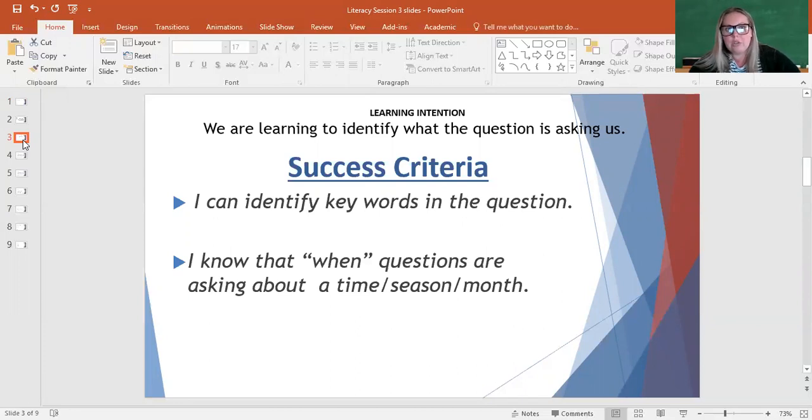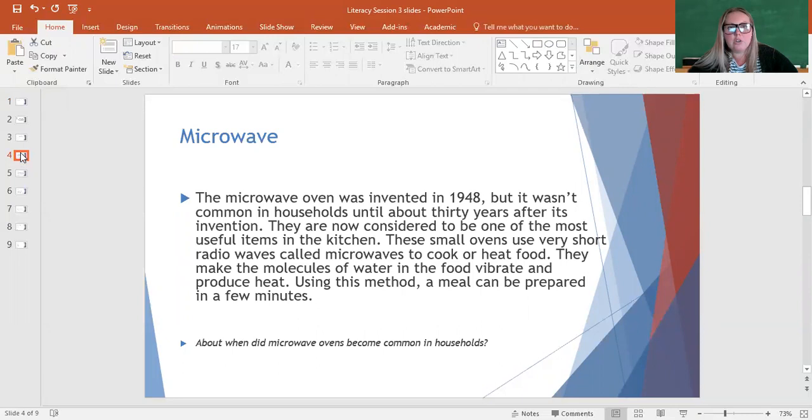So we've got 2 texts to read through. The first one is called Microwave, and this is a non-fiction text about microwaves. The microwave oven was invented in 1948, but it wasn't common in households until about 30 years after its invention. They are now considered to be one of the most useful items in the kitchen. These small ovens use very short radio waves, called microwaves, to cook or heat food. They make the molecules of water in the food vibrate and produce heat. Using this method, a meal can be prepared in a few minutes.